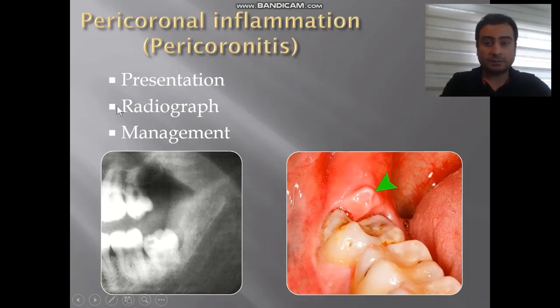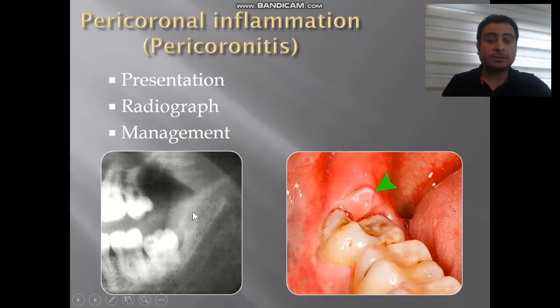On the radiographs, because it's related to soft tissue, we can't see anything. But some would see this, a partially erupted tooth, which might suggest that there is a pericoronitis. Also, in long-standing pericoronitis, there might be enlargement of the space that surrounds the tooth, so there is enlargement of the pericoronal space.